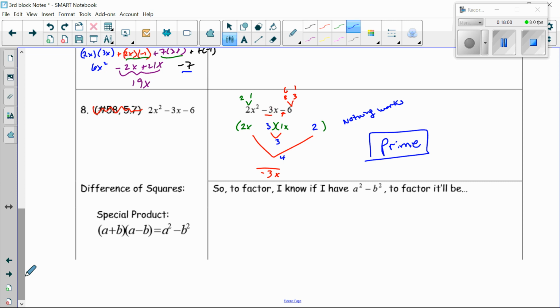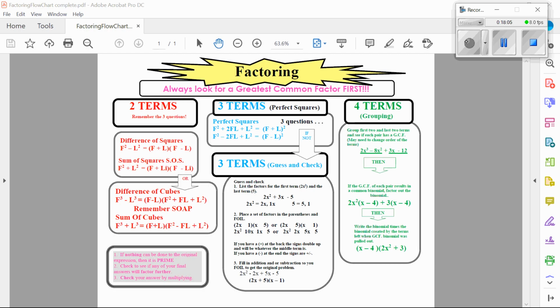And so let me switch screens here for a second. So here's kind of where we're at in our process. You're always looking for your greatest common factor first. Once you know your greatest common factor has been taken out, then it's a matter of how many terms you have. So do you have 2 terms, 3 terms, or 4 terms? We've gone through 3 terms. Those are trinomials. We haven't talked about perfect square trinomials or some of those other patterns, but we've gone through how to factor each of them. 4 terms is grouping.